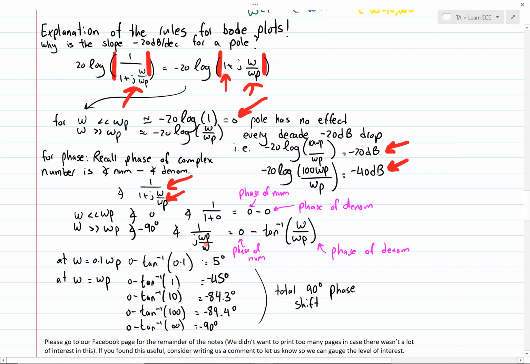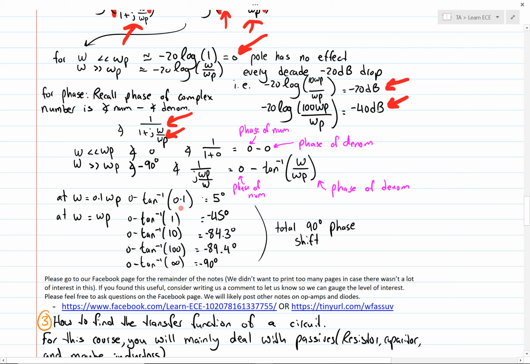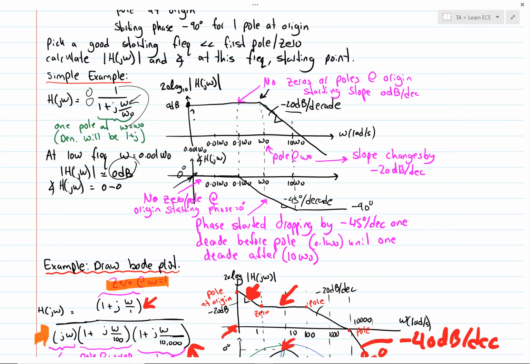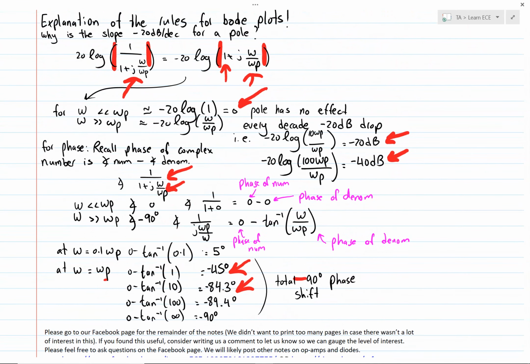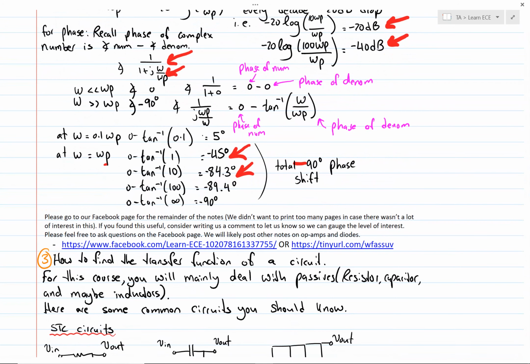If I plug in something really small, like 0.1 omega p, I get minus 5 degrees. At omega equals omega p, I get minus 45 degrees. And then as I go a decade above, you can see it's minus 84 degrees. We're approximating this as 90, but the total phase shift of a pole would be minus 90 degrees. So again, if I go up here, the curve looks something like that, and then eventually hits minus 90. So it's just to say that the rules are a bit of an approximation, and you can see exactly what the values are based on that.